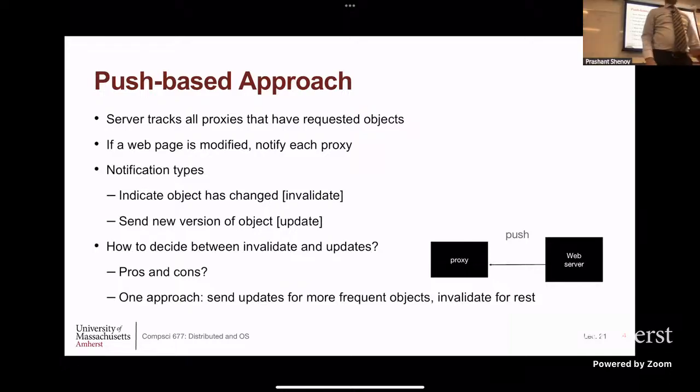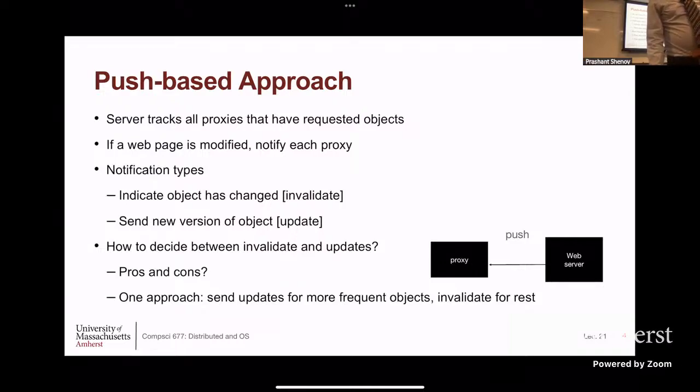Okay. Let's start with the server push approach. As the name server push indicates, it is the responsibility of the server to push invalidation or update messages to the proxy cache, or every proxy cache that caches content, whenever something changes at the server. If the server observes that a web page has been updated, its responsibility is to push an invalidate message or an update message to every proxy cache that has it. So the server has to keep track of all the proxies that have requested content from it. It has to have a list.